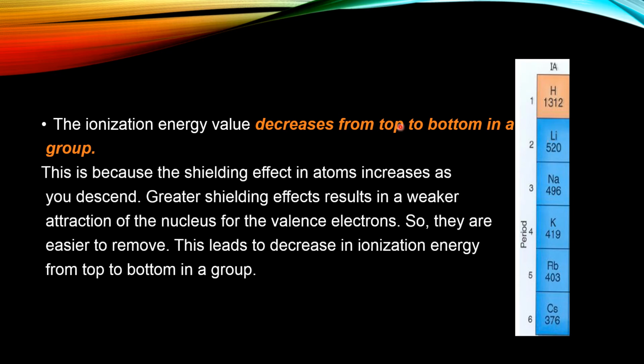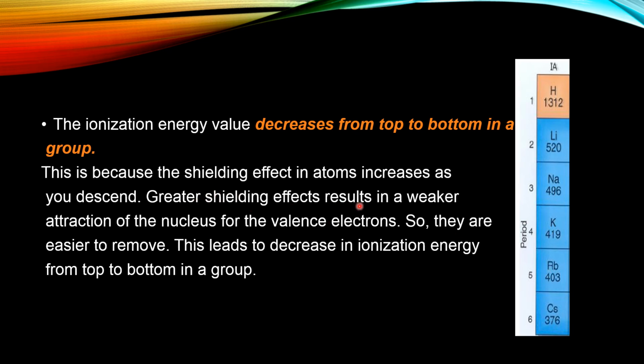Now what is the reason for the decrease in this ionization energy? This is because the shielding effect in the atom increases as you descend. Means when you are moving down the group, what happens? Shielding effect increases. And why does this shielding effect increase? Because the size of the atom is increasing. In each case one more shell is added, so the size of the atom is increasing.